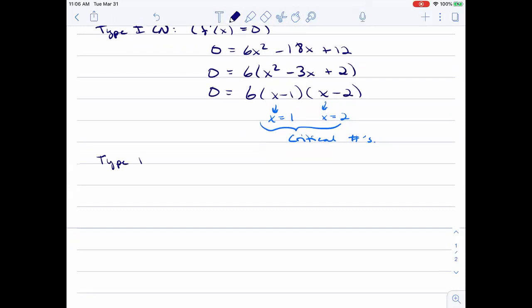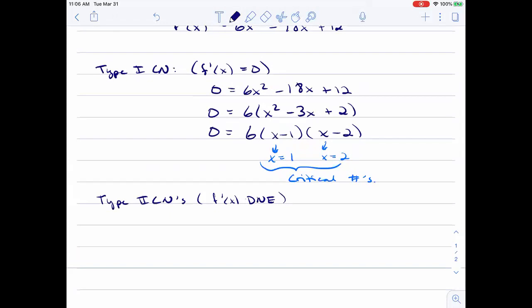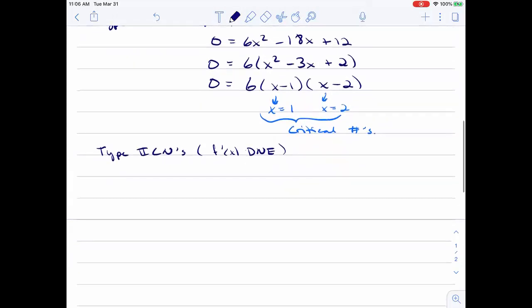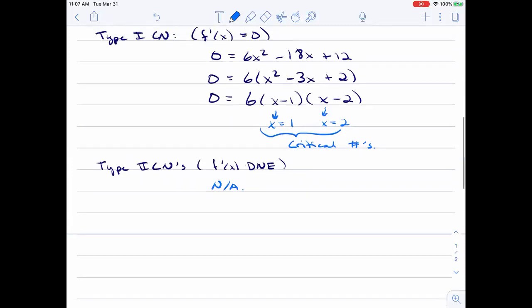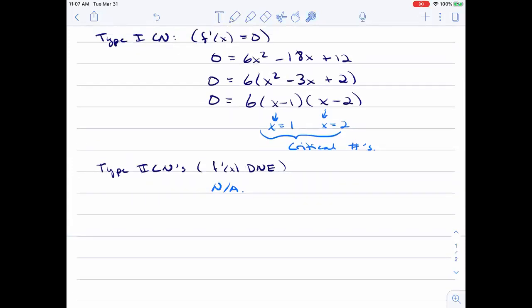Remember, type 2 critical numbers are when f prime of x does not exist. In this case, we're not dividing, we're not taking the square root, there are no logs, so type 2 critical numbers are not applicable for this function. But we do have critical numbers: x equals 1 and x equals 2.